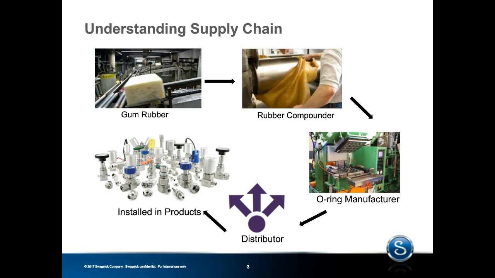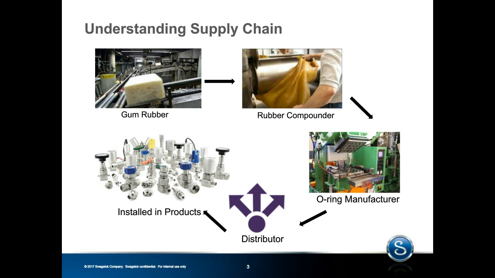The next chain in the supply chain is the O-ring manufacturer. Sometimes the rubber compounder and the O-ring manufacturer can be the same company, but that's not always the case. So in the case where an O-ring manufacturer will just purchase a rubber compound from a compounder, and then mold the material into the O-rings themselves.